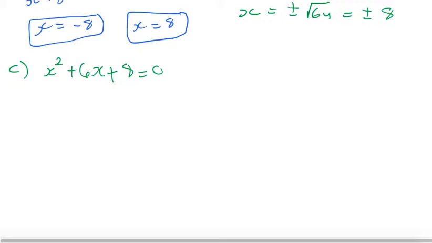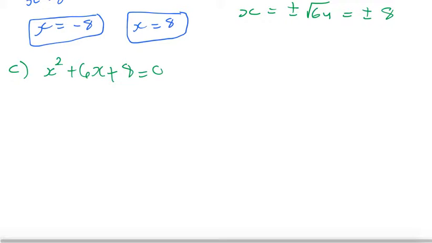How can we factor this into two factors? So think about two numbers. When you multiply them, you get 8, and when you add them, you get 6. So what are these two numbers? When you multiply them, I get 8, and when I add them, I get 6. That's 4 times 2.